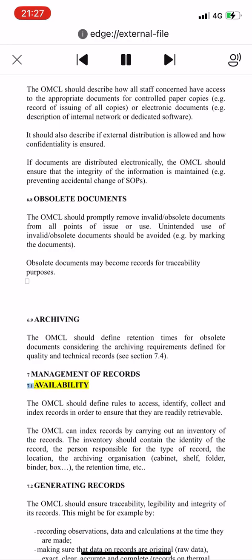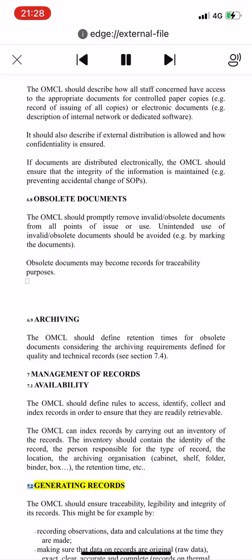7.1 Availability. The OMCL should define rules to access, identify, collect and index records in order to ensure that they are readily retrievable. The OMCL can index records by carrying out an inventory of the records. The inventory should contain the identity of the record, the person responsible for the type of record, the location, the archiving organization, cabinet, shelf, folder, binder, box, the retention time, etc.